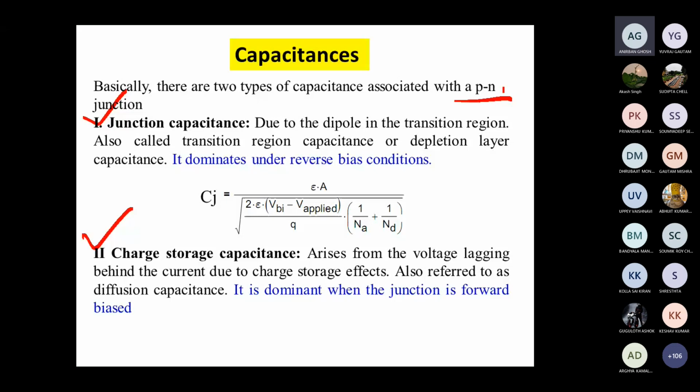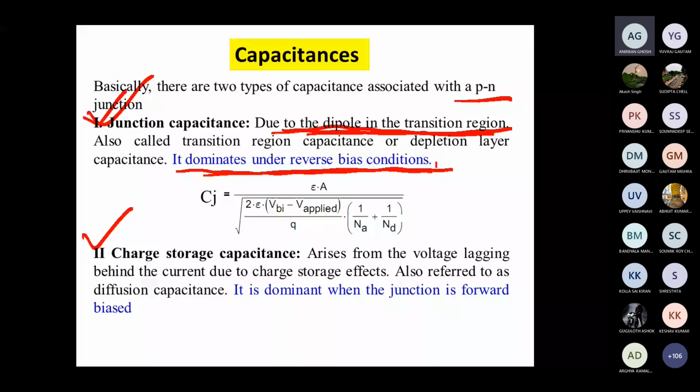Already you know that in the depletion region we have the dipole, positive and negative charges. Due to the dipole in the transition region, the depletion region, we have these charges. Due to these charges, we will have one capacitance that is called junction capacitance. As we are talking about the depletion region, it will be dominated under reverse bias conditions. And simple, that is the equation.